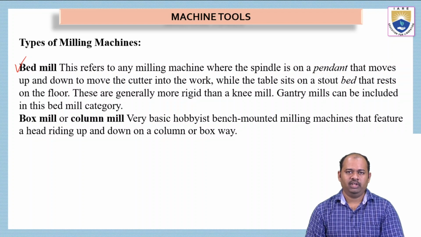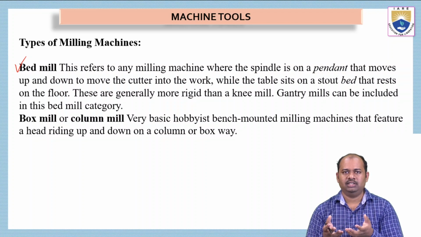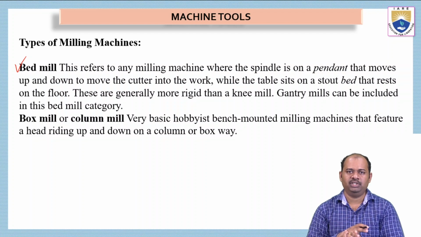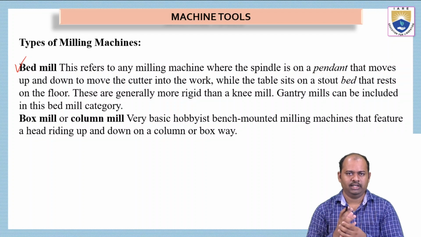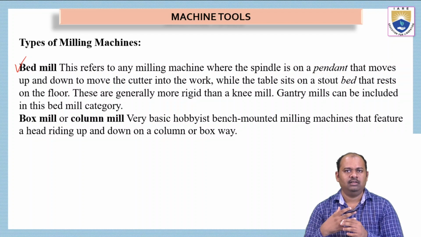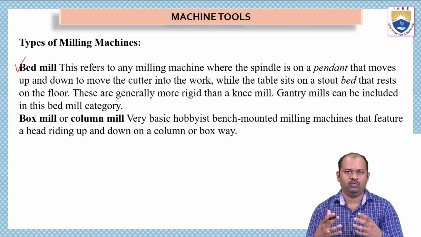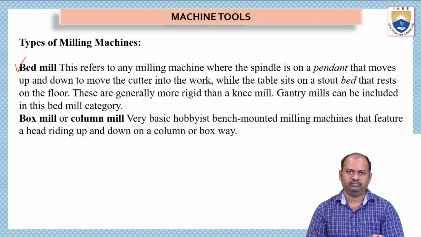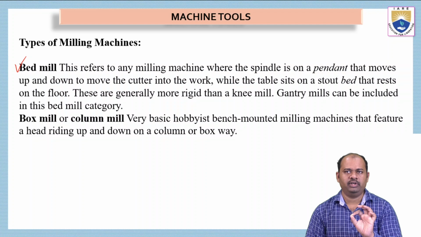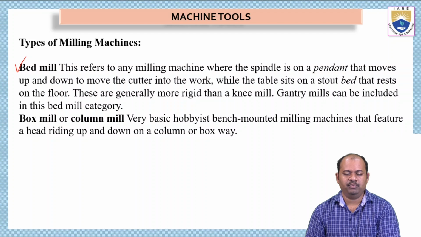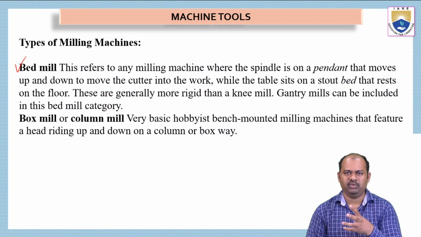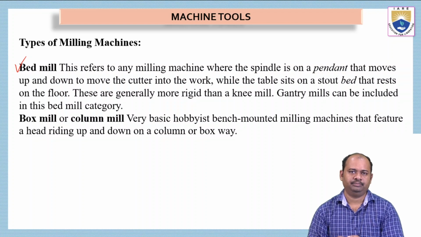Whereas in these bed mills, the bed or the table on which the workpiece is attached is stable. It will not be moved. It has the configuration to move, but it is kept stationary, and the tool is moved up and down. These are generally more rigid than knee mills. So the bed mills are more rigid than the knee mills. They are very sturdy. Gantry mills can be included in this bed mill category.